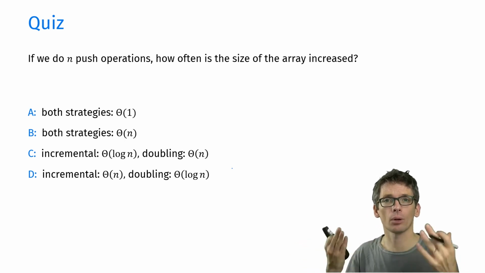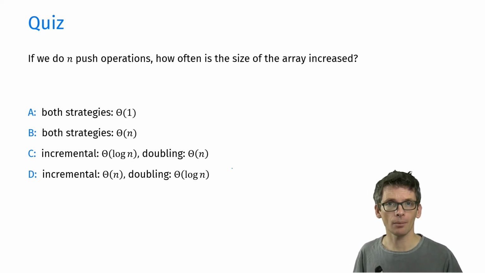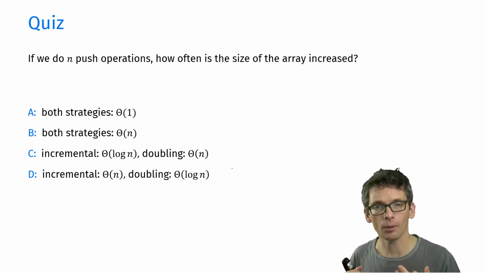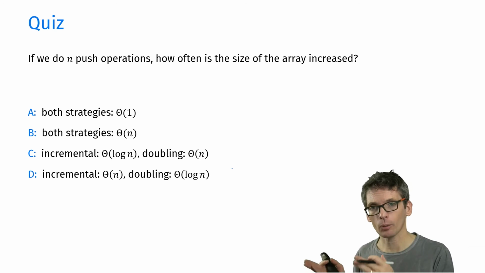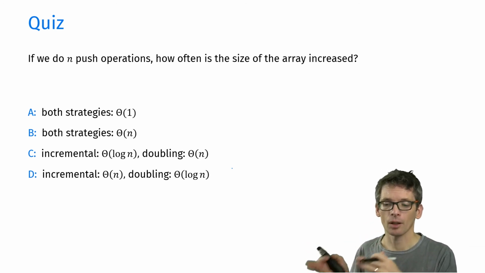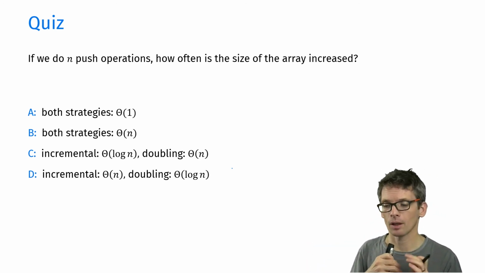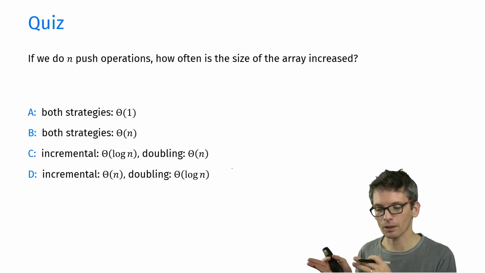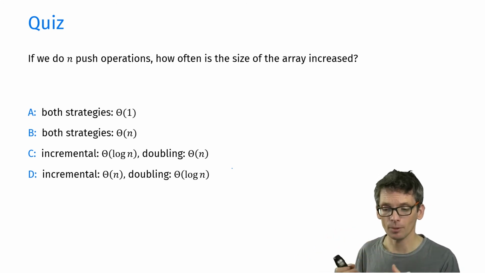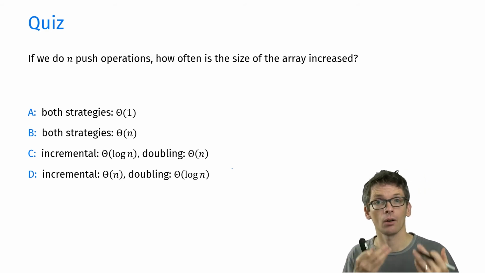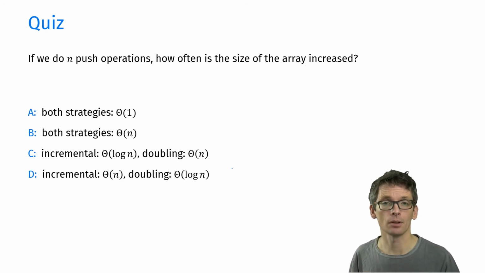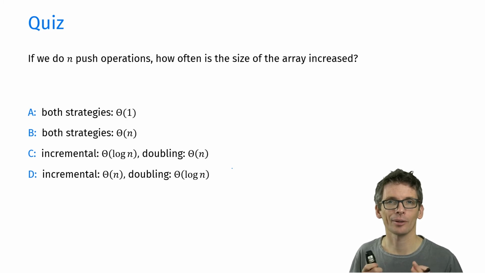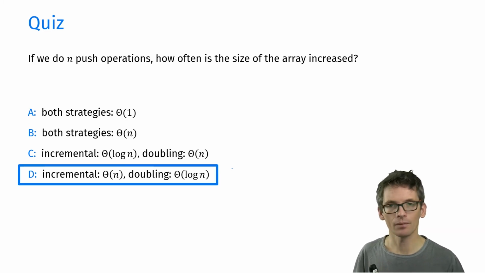So A, both a constant number of times, B, both a linear number of times, or C, for the incremental one, order log n times, and for the doubling, linear times, or vice versa for the incremental strategy, a linear number of times, but for the doubling strategy only order log n times. The correct answer is here D.